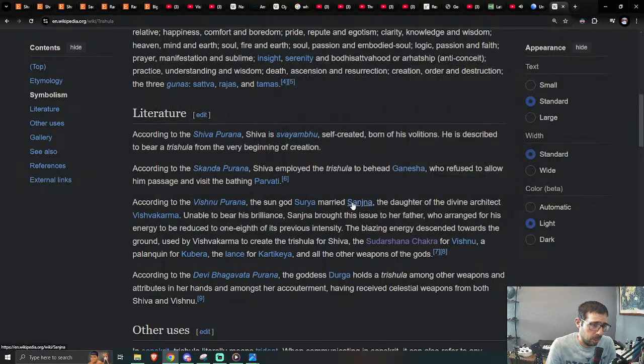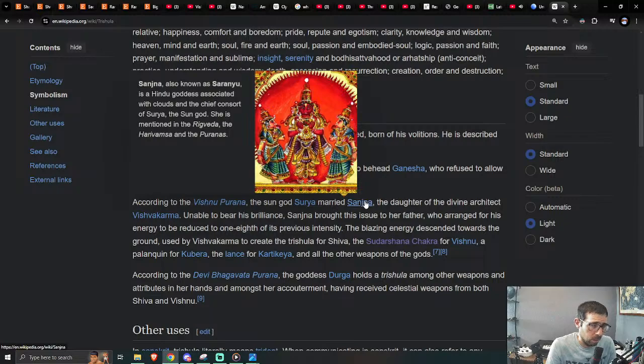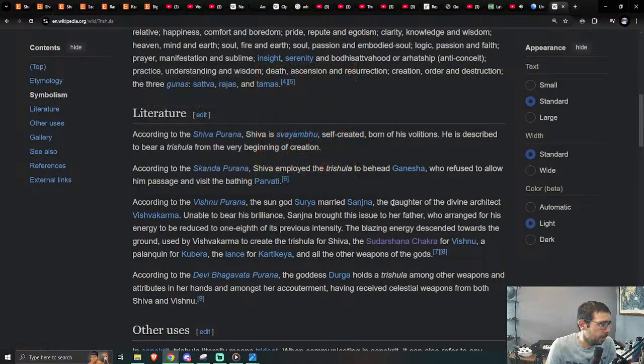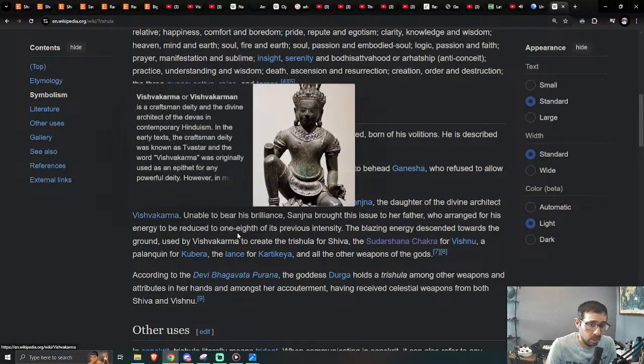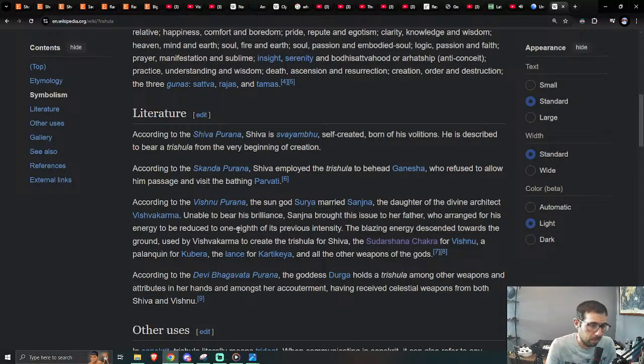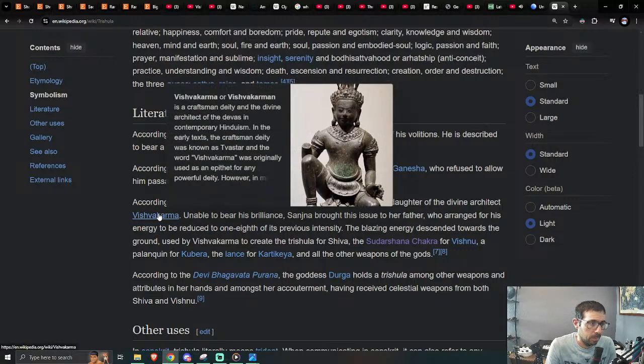Married to the sun makes me think of a binary star. I don't know how much that would possibly relate. The daughter of the divine architect Vishvakarma, a craftsman deity and the divine architect of the devas in contemporary Hinduism. Whoa.